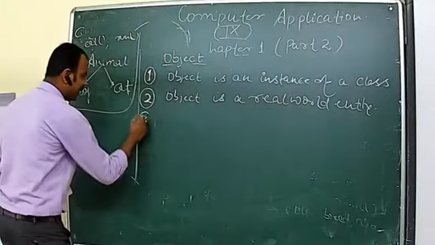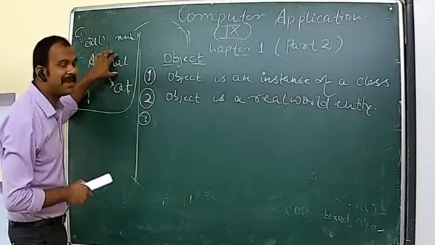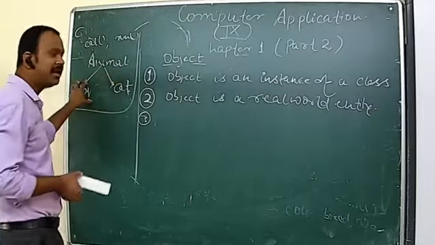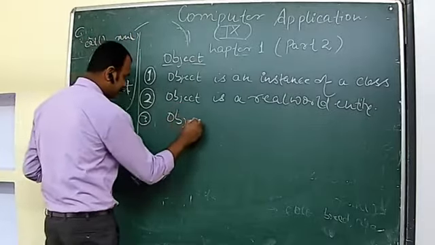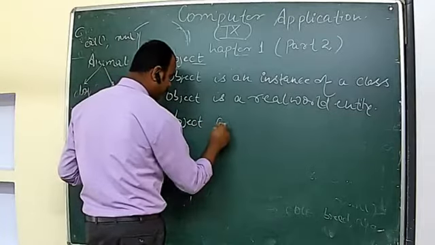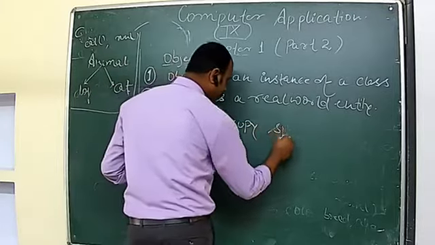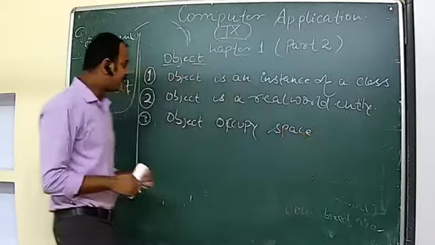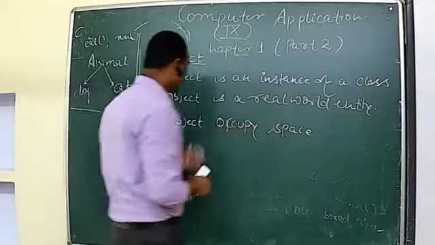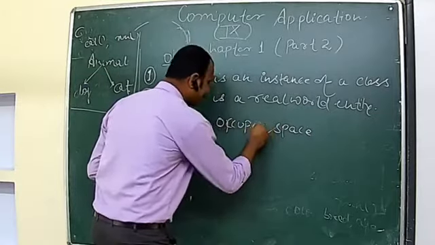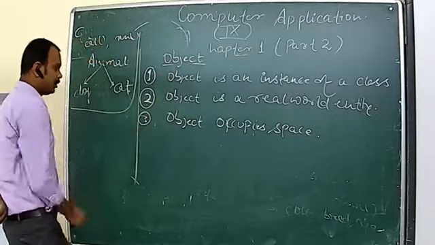And the third one would be: animal is conceptual, so it will not have any kind of space. But dog, cat, if I keep a dog, definitely this dog will occupy some space. So object occupies space. Definitely this object occupies space in the memory. Clear? Now some more things we'll talk about.